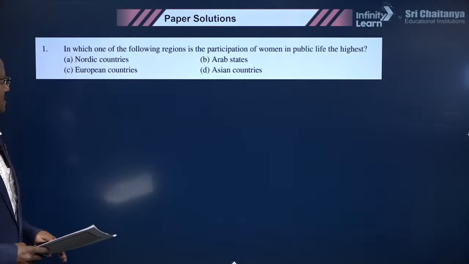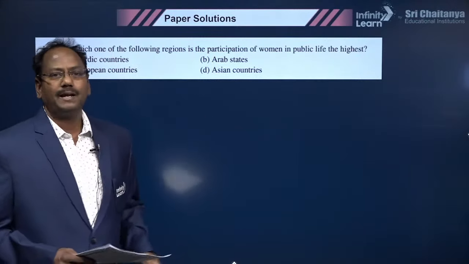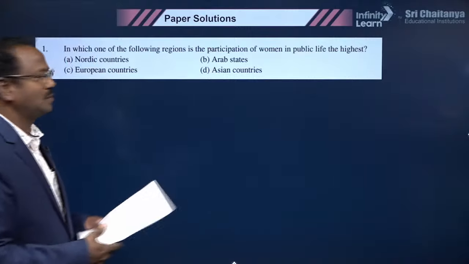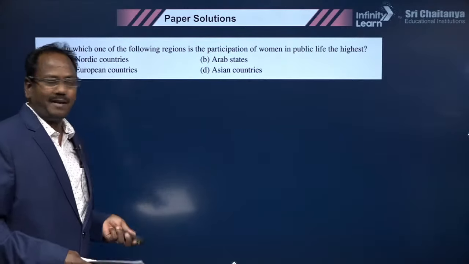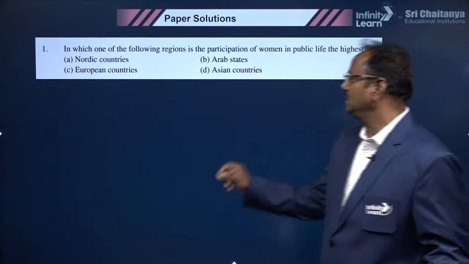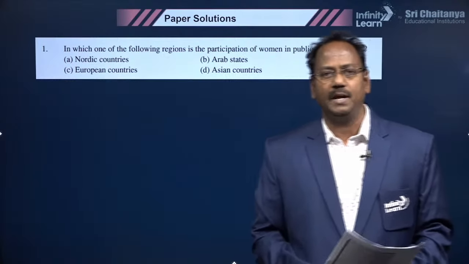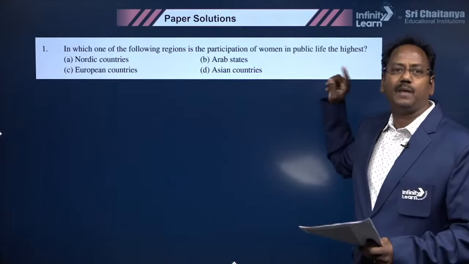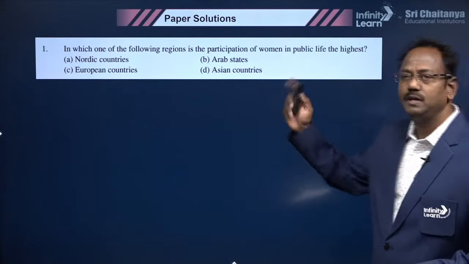Now this is the first question: in which of the following countries or regions is participation of women in public life highest? As we all studied and prepared so well, the options A, B, C, D are Nordic countries, Arab states, European countries, Asian countries. The priority is Nordic countries. As we all know, the Nordic countries always give high priority to women, in public and private life, and in political life the women's participation is very high. So the answer is option A, Nordic countries.